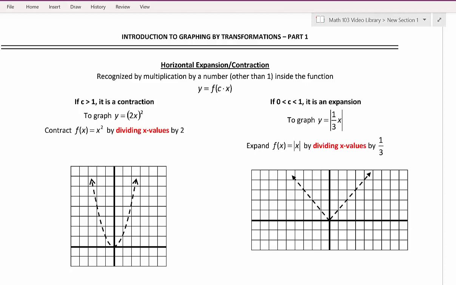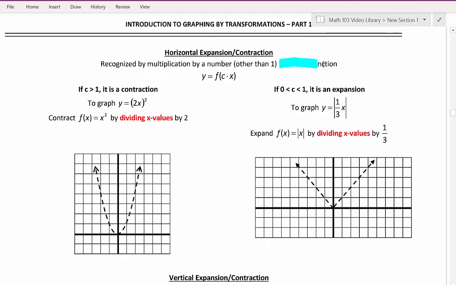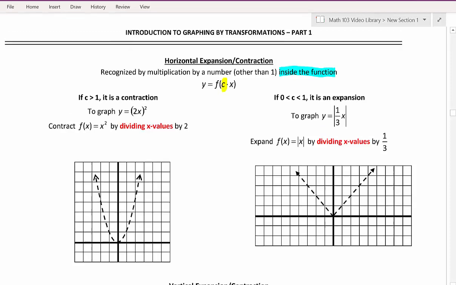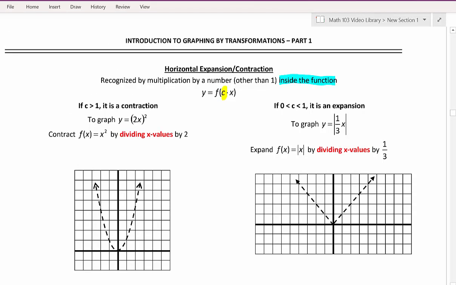So, again, horizontal is happening inside the function. And we're going to have multiplication by some number inside the function right in front of the x. Now, this number, we're not going to be talking about negative. We're always going to just be looking at the positive number because as we saw in the previous two transformations, multiplication by a negative is a reflection. So we're just looking at a positive number here, not the negative. If the number you're multiplying by inside the function is greater than 1, it's a contraction.